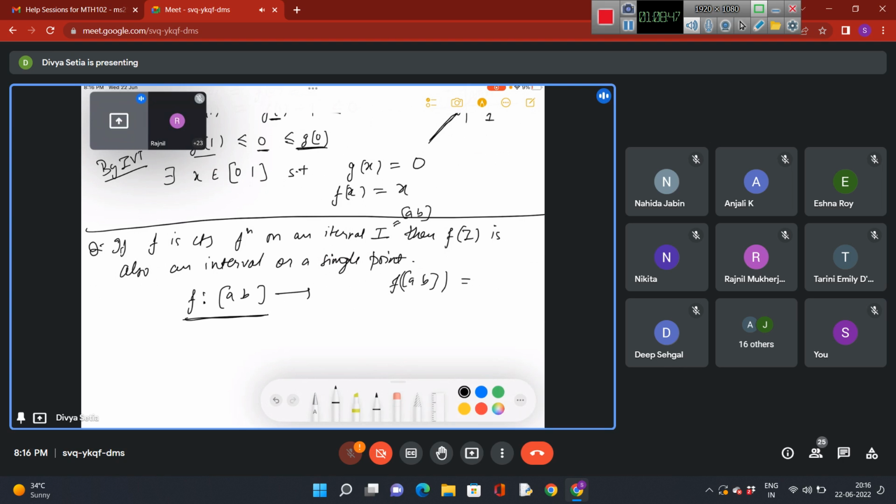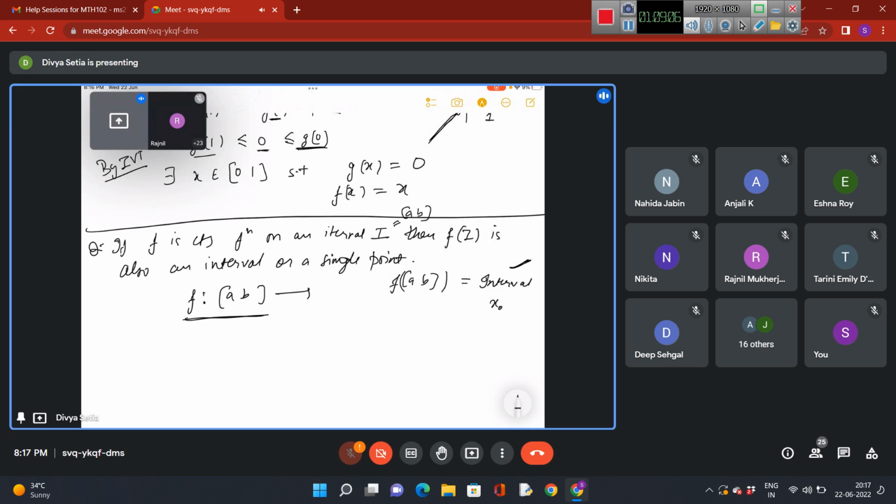There are 4 types of intervals. So it's either an interval or a single point x naught. The image is either a single point, like a constant function, or the image is an uncountable set, like an interval. So who wants to try this question for the next class?